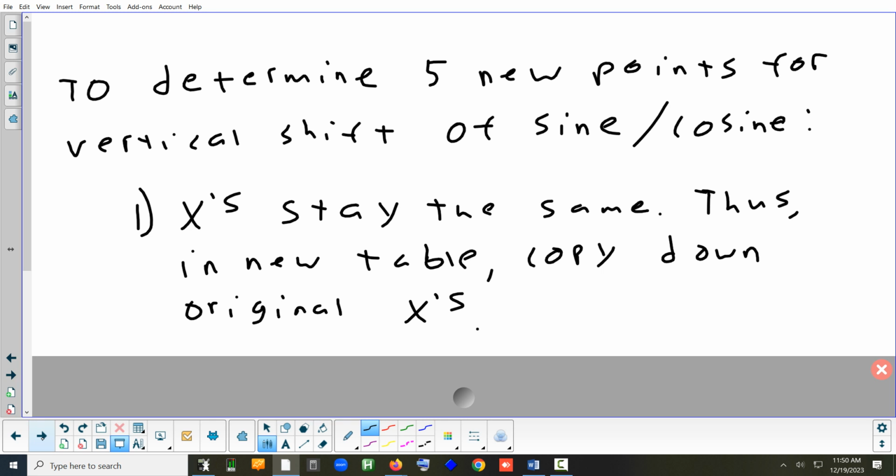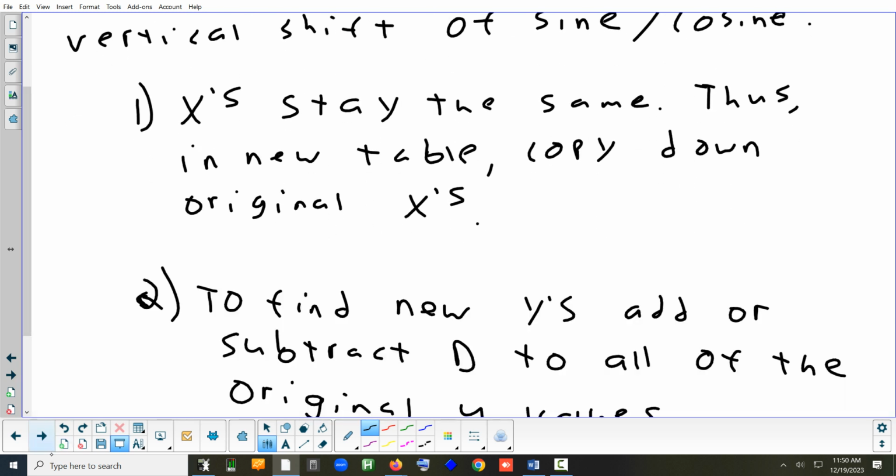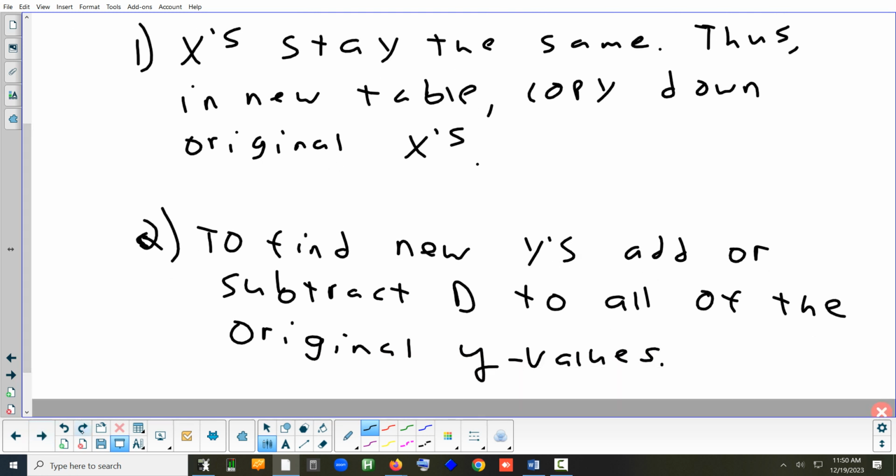So X's stay the same, and the Y's are going to change. Well, with the vertical shift, you do exactly what you see. If you have plus 2 on the end, then you're going to add 2 to all the Y's. If you have a minus 6 on the end, you're going to subtract 6 from all the Y's. So it's the D value that you add or subtract, but don't do the opposite for a vertical shift.